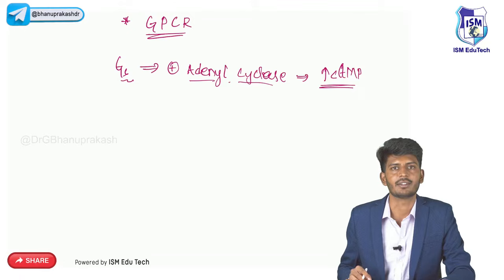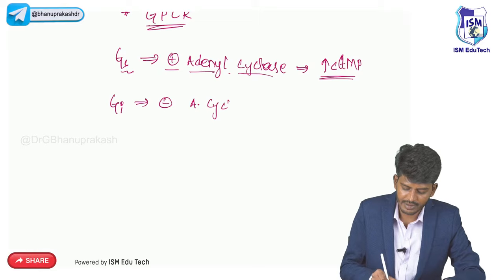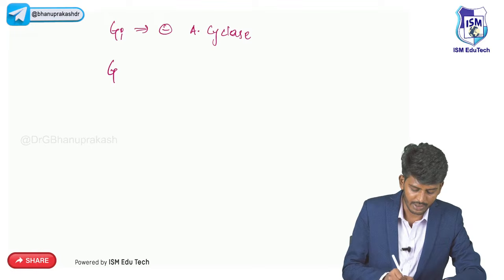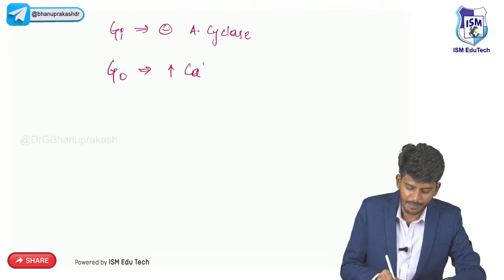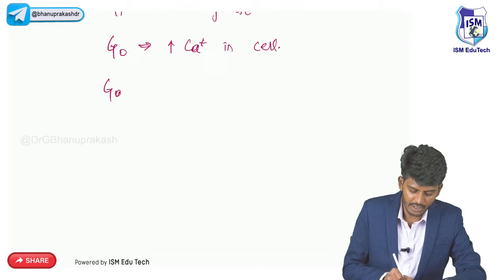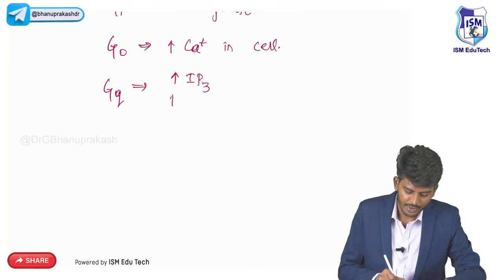Then we have one more type called Gi. They are going to inhibit adenyl cyclase. Simple as that. Now, let's go to the next important one. There is one more called the Go receptor. They basically increase the calcium in the cell, the intracellular calcium. There is one more type of receptor called the Gq receptor. The Gq receptor will increase IP3, inositol triphosphate, or they will increase the substance called diacylglycerol.